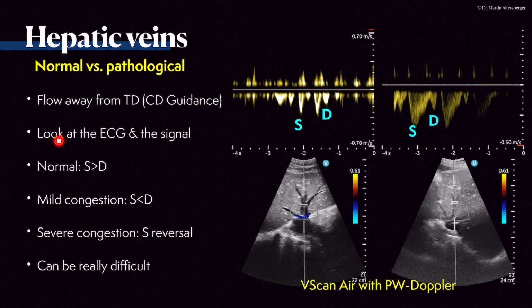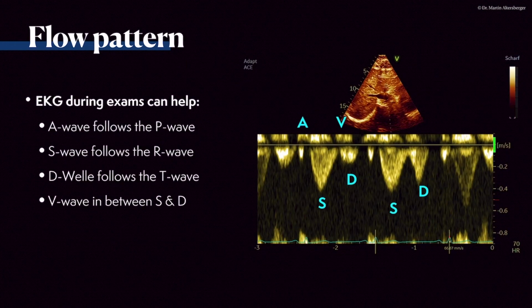If you're not sure, look at the ECG and the signal. So also for that reason, it's sometimes very helpful to have an ECG. If it is normal, the S wave is larger than the D wave, which is the case in both examples. And if there is congestion, mild congestion, there is a reversal, so the S wave would be smaller than the D wave, and the reversal we have seen before. This, again, can be very difficult. I personally like this measurement.